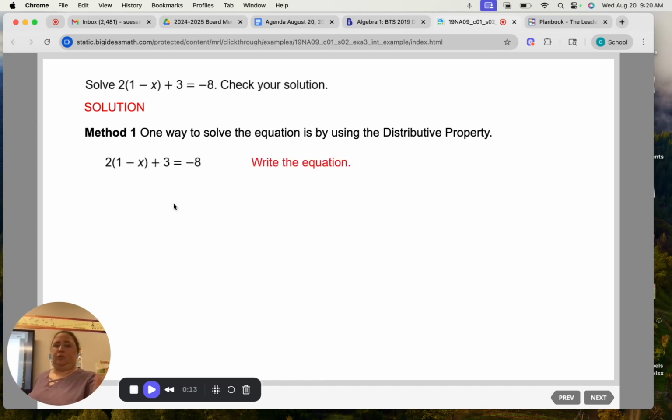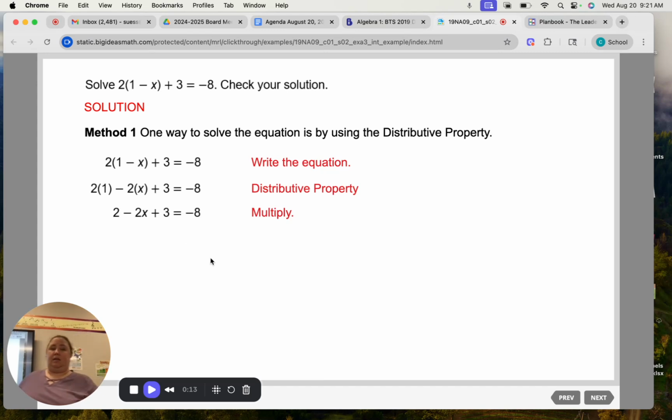So first step, of course, is to always write the equation. How do we do distributive property? Do you remember what that means? Chloe, go ahead. 2 by the 1 and 2 by the x. Very good. So 2 times 1 is 2. And then 2 times x is negative 2x, or minus 2x. And then you just finish rewriting plus 3 equals negative 8.